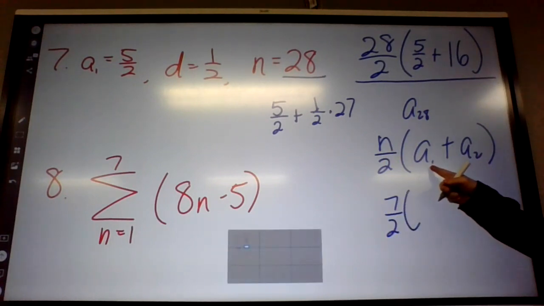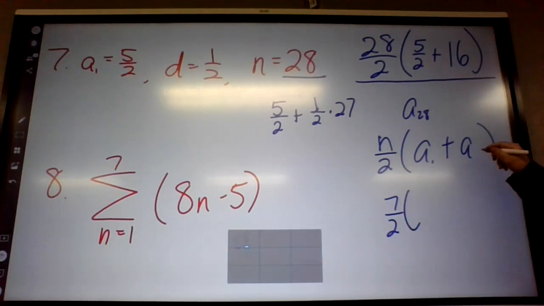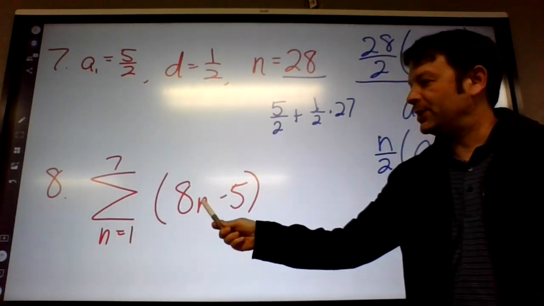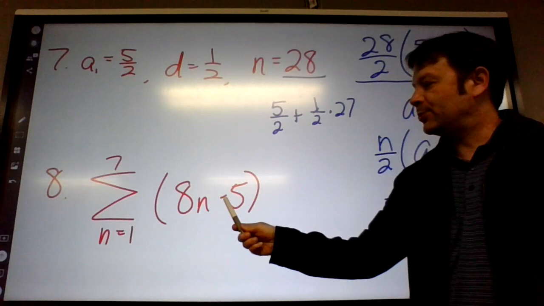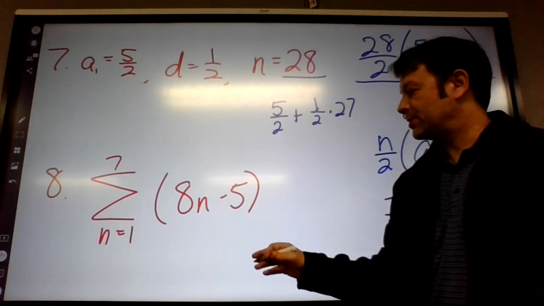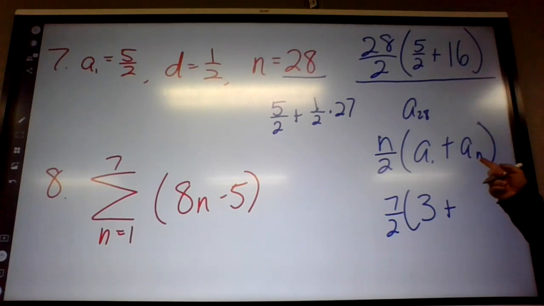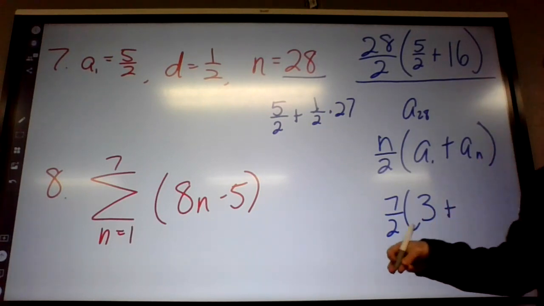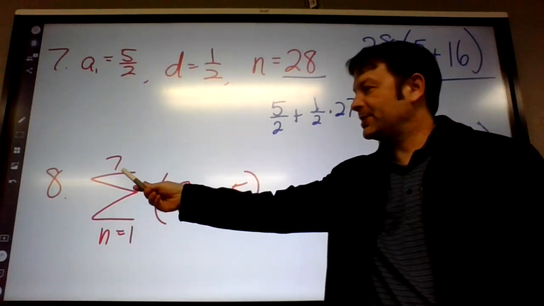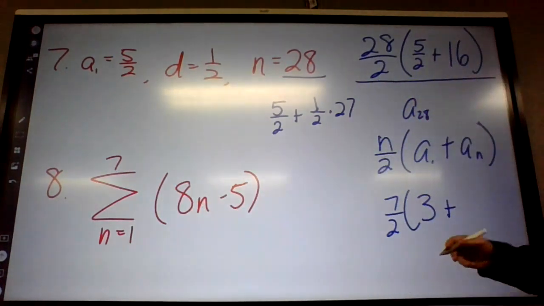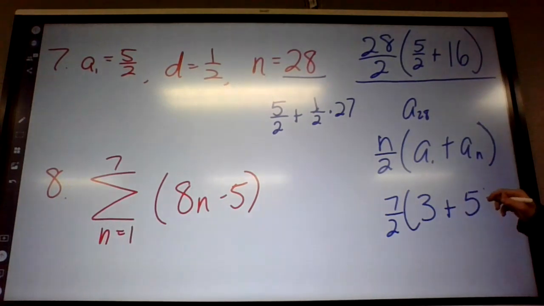What's a sub 1? Well, you just plug a 1 in right here. You get 8 times 1 minus 5, which is 3. What's a sub n? The 7th term, because that's how far we're going. 8 times 7 minus 5, I believe is 51. So that will do it.